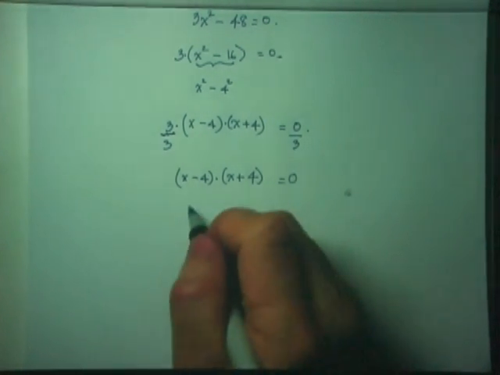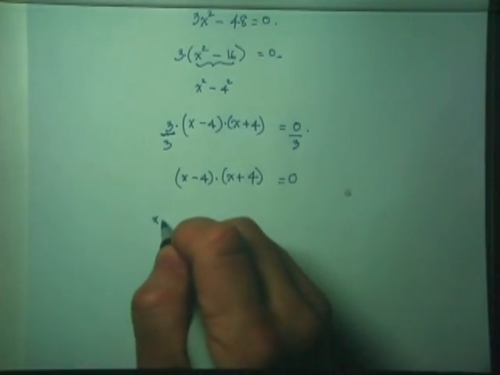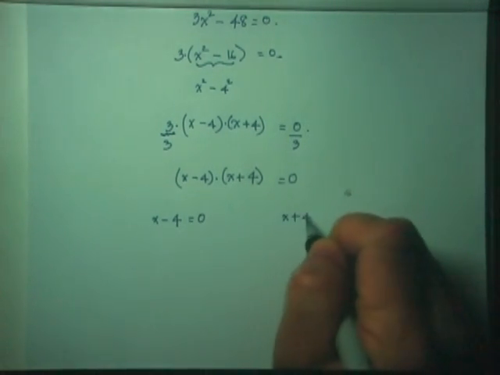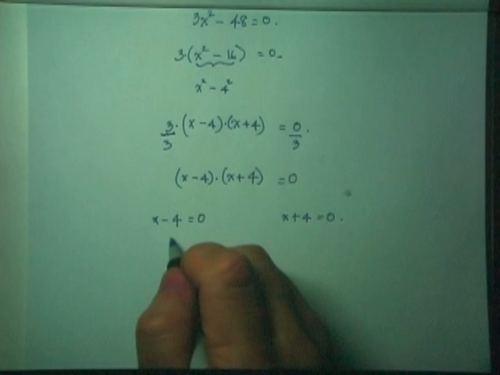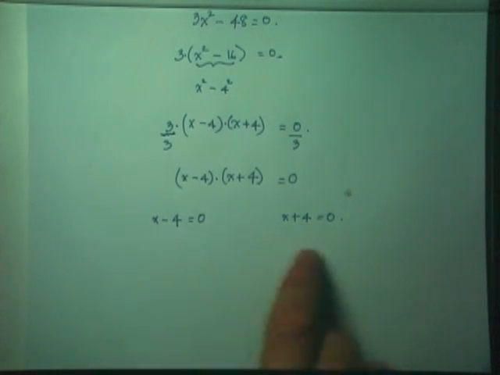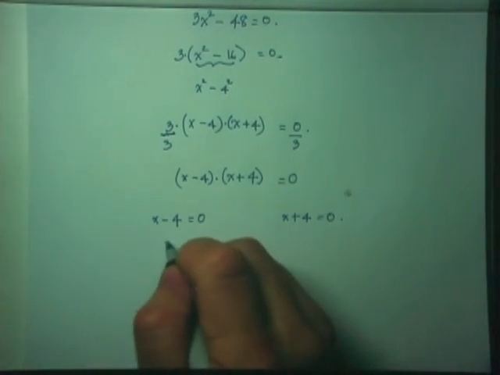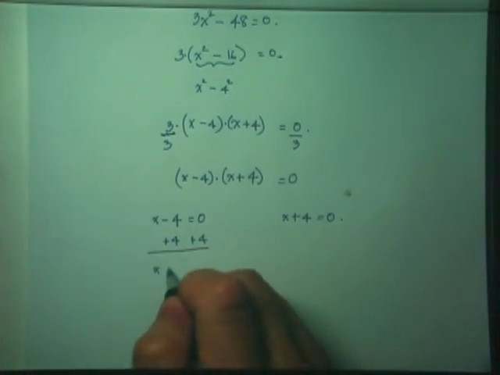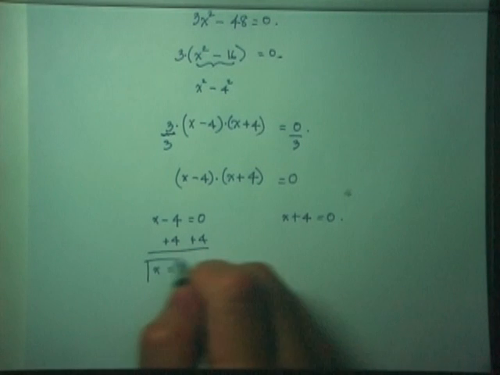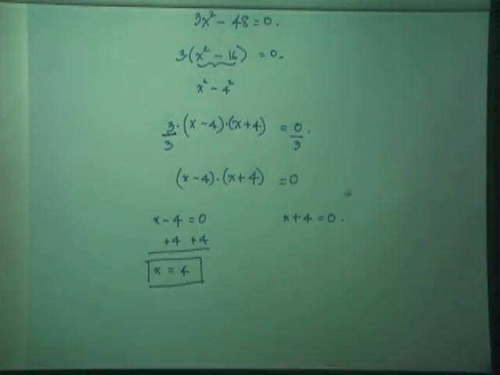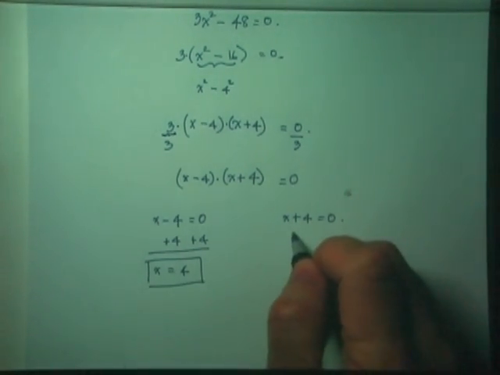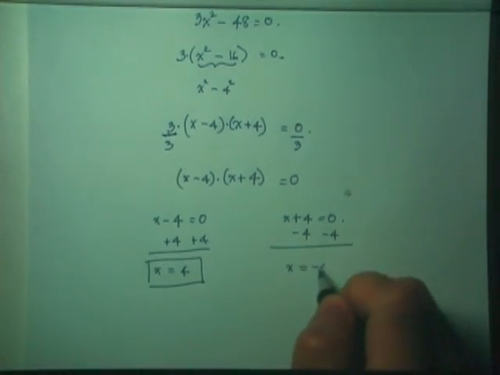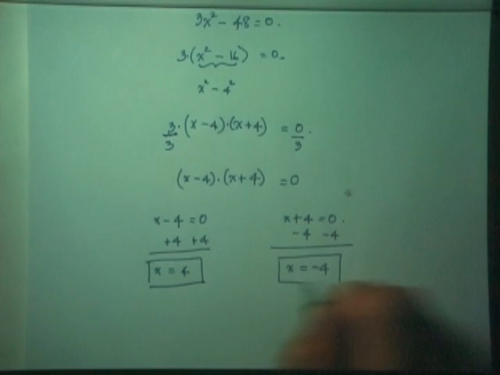Now I can take the two remaining factors, x minus 4, set it equal to 0, and x plus 4, set it equal to 0. So at this point I have my two independent equations. For the first equation, I'm going to add 4 to both sides. Here I have x equals 4. There it goes, my first solution. For the second equation, subtracting 4 from both sides, here it goes, x equals negative 4. And that's my second solution.